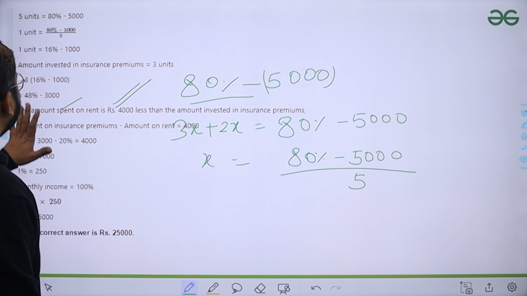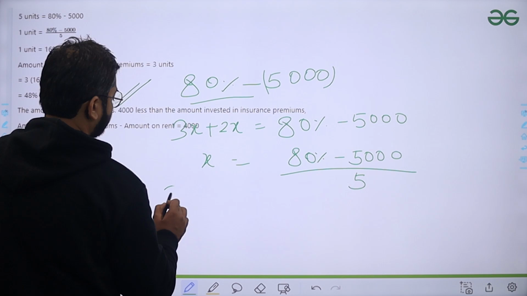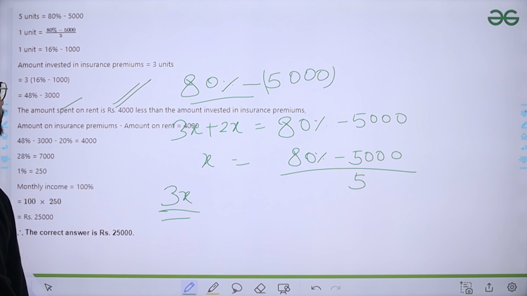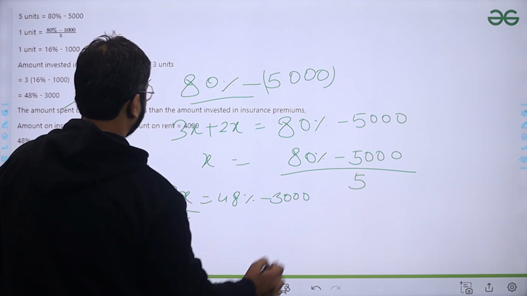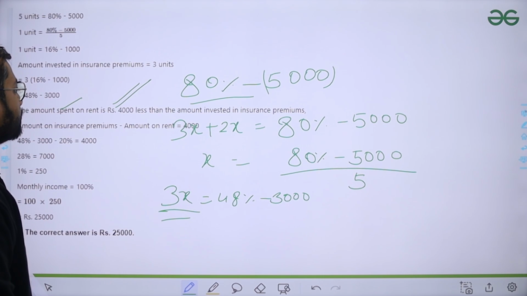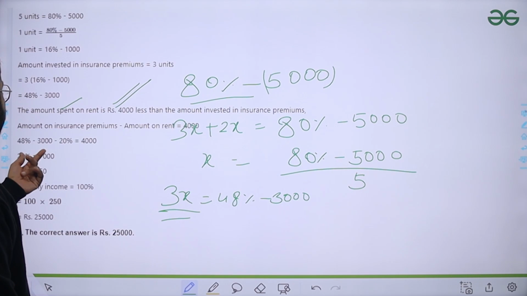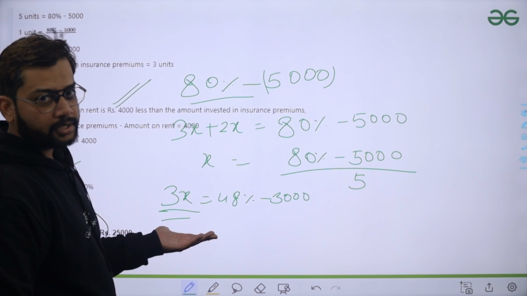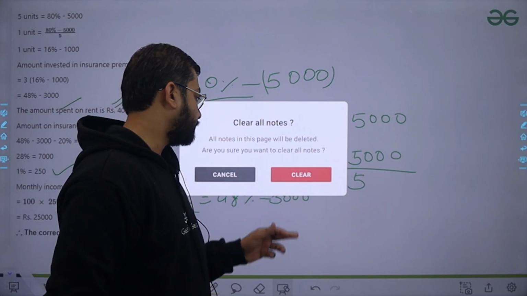अब ये बोल रहा है कि amount invested in the insurance premium is 3 unit, okay. So amount invested is equal to 3x. 3 into this multiply कर देंगे तो हमारा amount आ जाएगा. That is equal to 48% minus 3,000. The amount spent on the rent is 4,000 less than the amount invested in the insurance premium. ये सबसे बड़ा hint था, ठीक है. सो 48% माइनस 3000 माइनस 20% इज इक्वल टू 4000. अब यहाँ से हम लोग 1% की वैल्यू निकाल लेंगे. If 1% value has come, then उसके बाद हम लोग 100% की वैल्यू निकाल लेंगे और वही उसकी सैलरी हो जाएगी. So the salary is equal to 25,000 rupees.